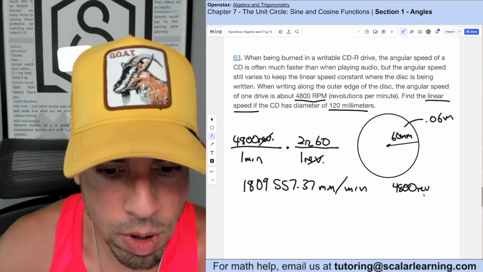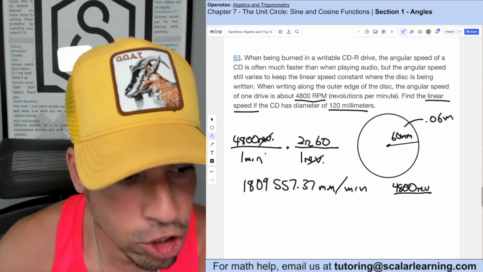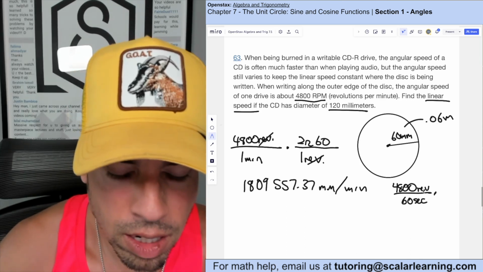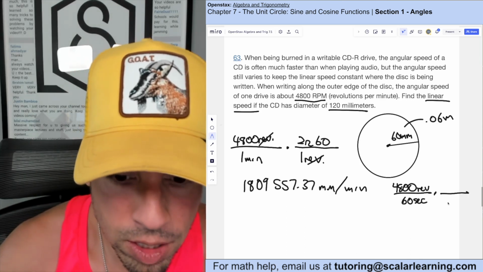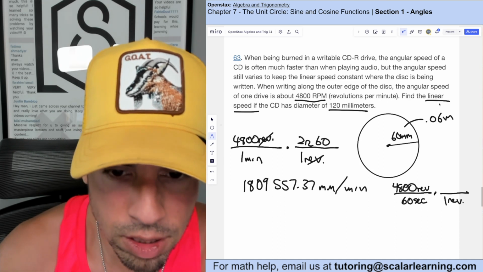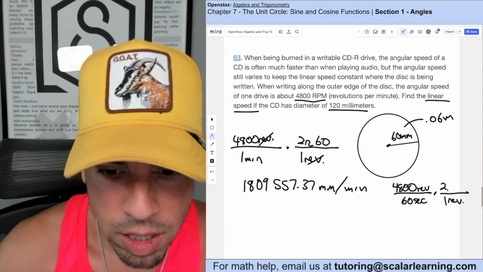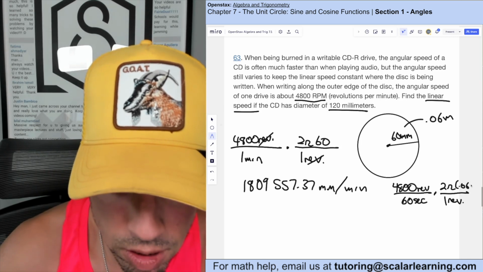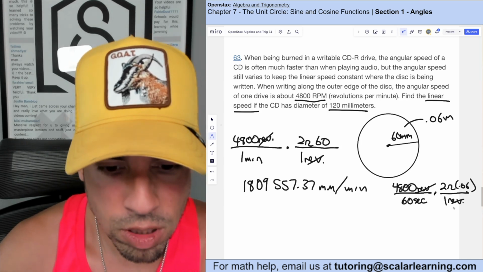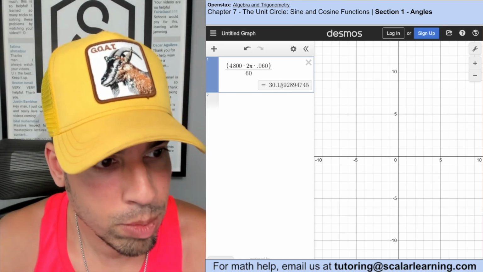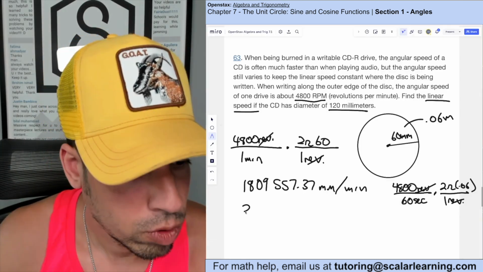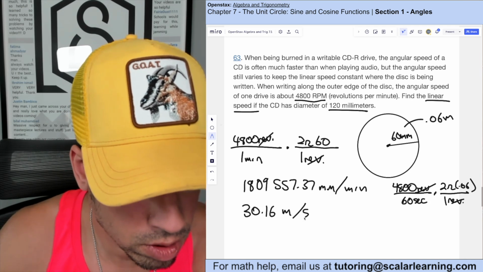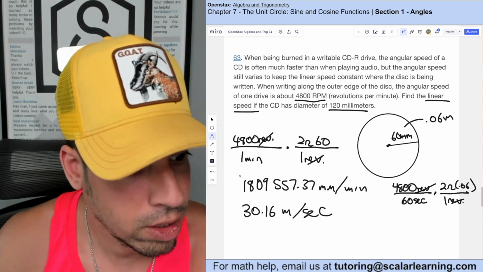And now if we want to do meters per second, we can continue on with this and say 4,800 revolutions per, and I can just convert that minute right away to 60 seconds. We can say per 60 seconds. And then again, we're converting revolutions to meters. So 1 revolution is the same as the circumference, which in meters is 2 times pi times the radius in meters, which is 0.06. So now let's plug this into Desmos and see what that gives us. And we get 30.16 to the nearest hundredth, which is 30.16 meters per second. So that's how you do it.